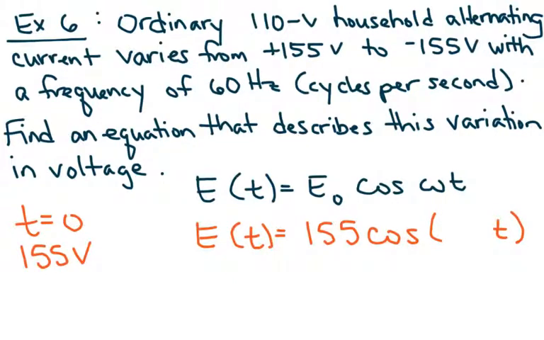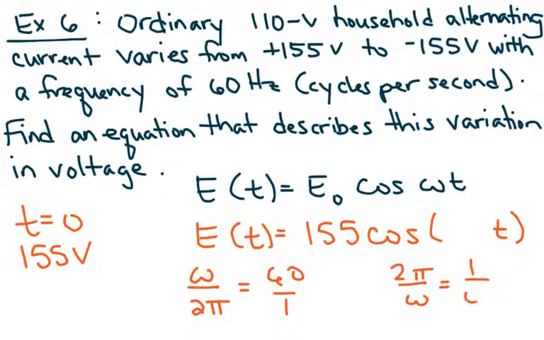To figure out what omega is, they gave us omega over 2 pi. Remember that that's really just frequency. So we're going to set omega over 2 pi equal to 60. However, if for some strange reason you really feel like you need to change this to be in terms of period, you can also do 2 pi over omega is equal to 1 over 60, because if the frequency is 60, the period is 1 over 60. You'll notice that both equations are the exact same thing.